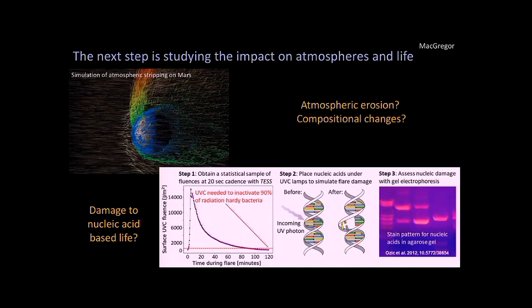Right now, we always say that, but we've never quantified it. So we're going to try and use UV flash bulbs in a lab to actually look at how much damage repeated UV radiation does to RNA and DNA.